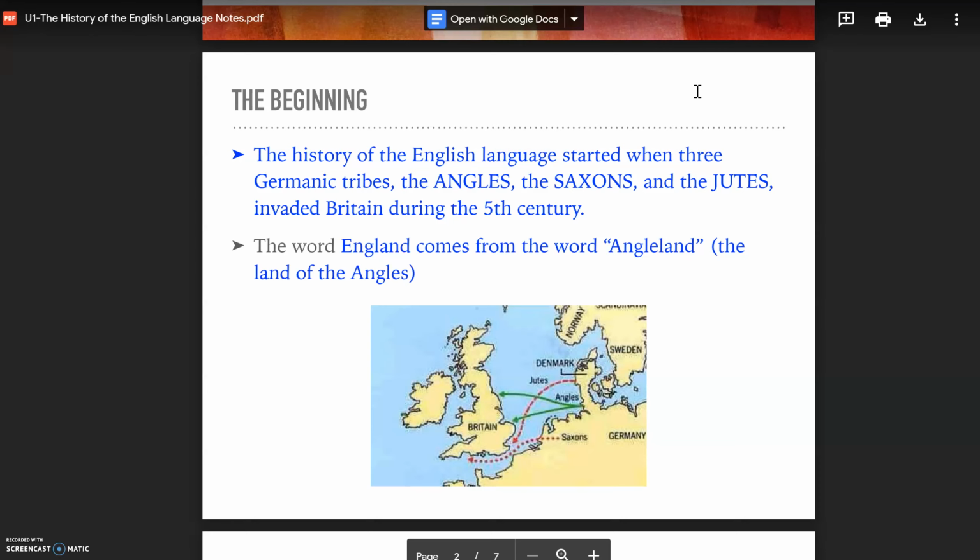dig into today. So the history of the English language started when there were 3 Germanic tribes, called the Angles, the Saxons, and the Jutes, and they invaded Britain during the 5th century. The word England actually comes from the word Angleland, the land of the Angles.